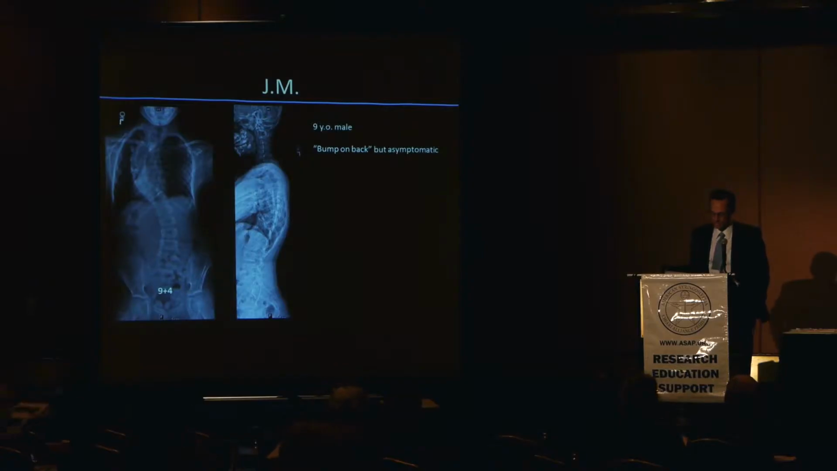This is a 9-year-old who initially showed up in an emergency room, was having some gastritis, had an abdominal and chest x-ray, and this curve was noted. At that point, the family recognized that there had been a bump on the back that they were just observing. The patient was then referred to us. On this x-ray, we do some measurements of the curves, and this particular curve measured 70 degrees.